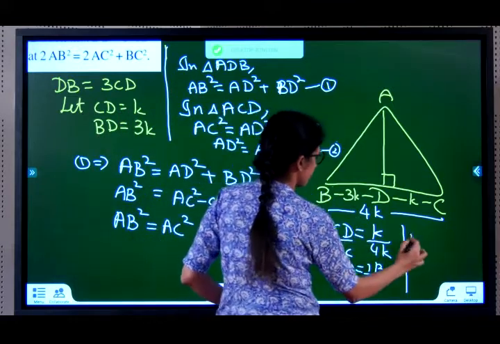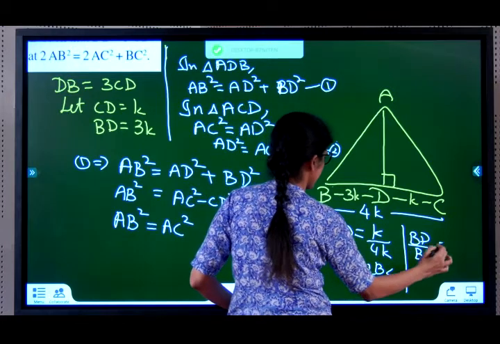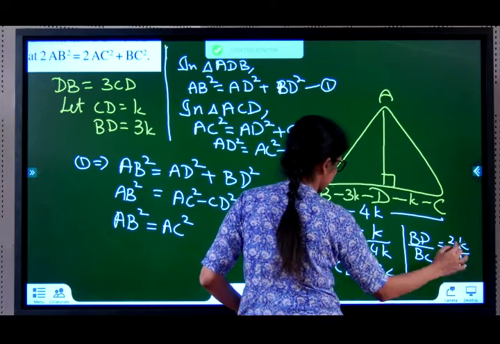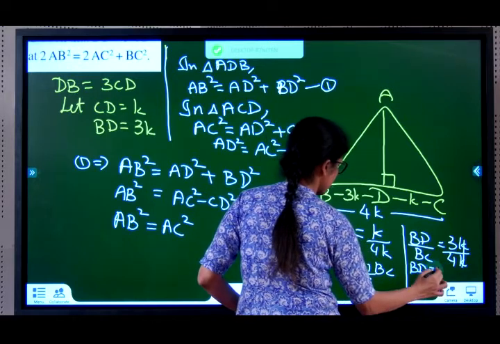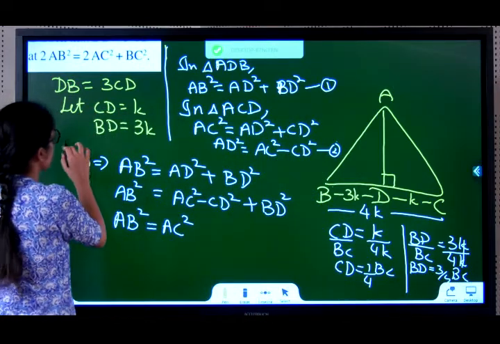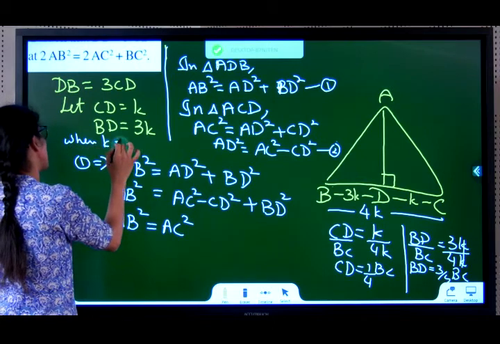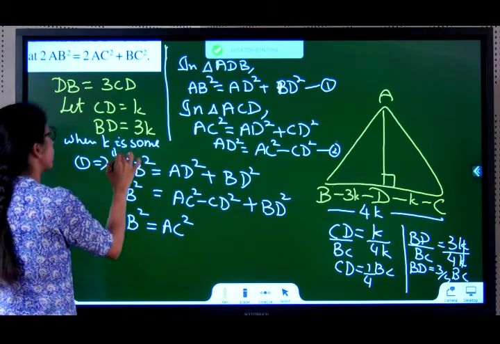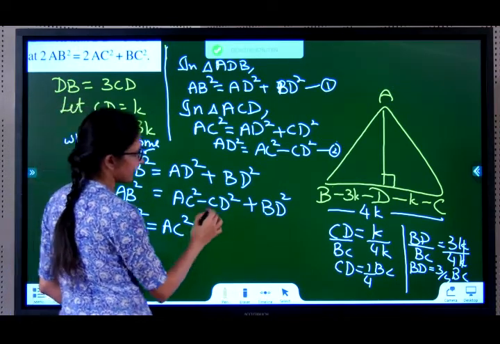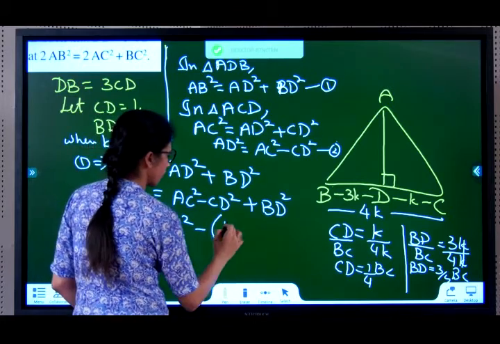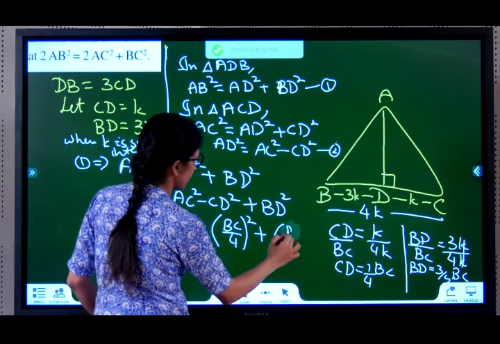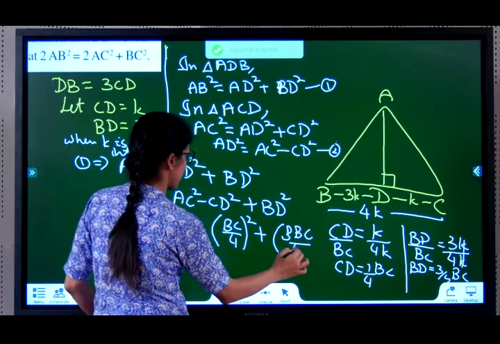Similarly for BD, BD by BC. BD is 3K, BC is 4K. K, K cancel. BD is equal to 3 by 4 BC. Here I wrote K, where K is some integer. You know, when you have side lengths in ratio form, you can write K and do that. So now minus CD, in the place of CD, 1 by 4 BC, the whole square, plus in the place of BD, 3 BC by 4, the whole square.